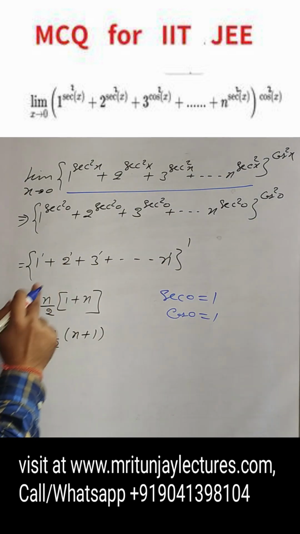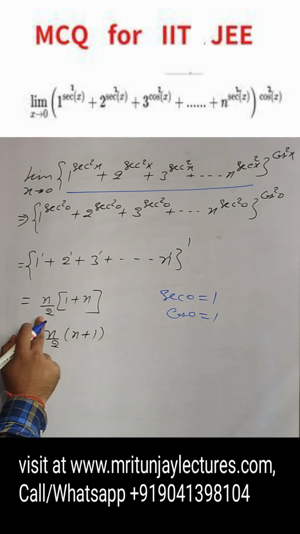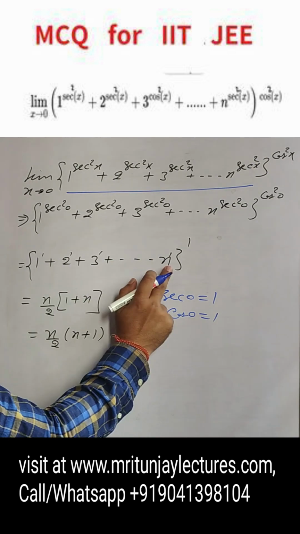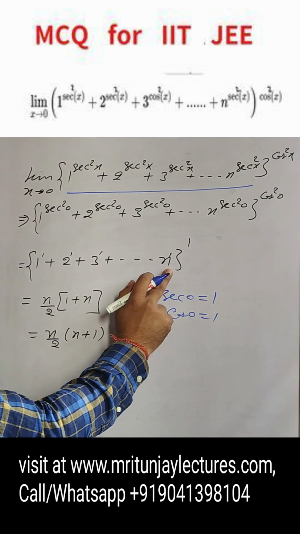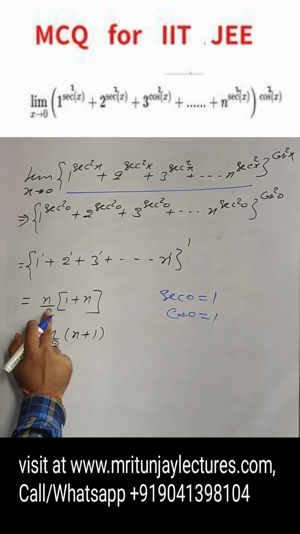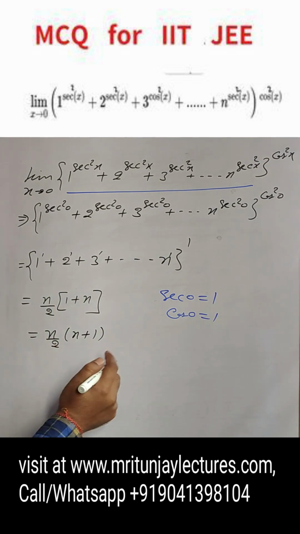This is the AP series. What about the formula? n by 2 into a plus last term. First term is 1, last term is n. So 1 plus n divided by 2 into n. So the final answer is like that.